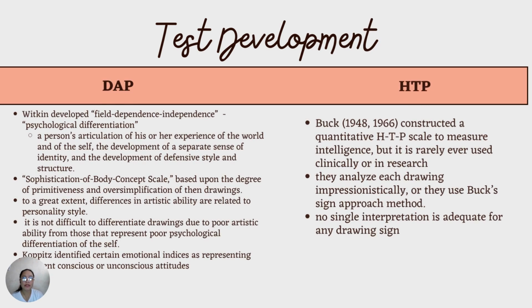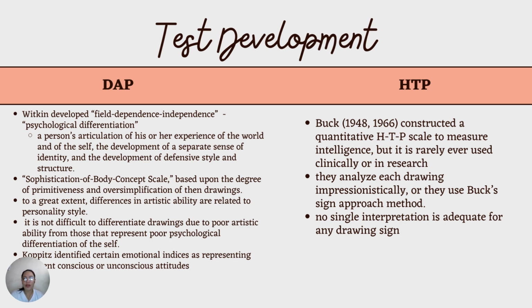For the test development for both DAP and HTP, there are numerous DAP rating scales available in the literature to score various aspects of the drawings. For example, Witkin, in a series of studies, developed and researched the concept of field dependence-independence, and later extended the concept as psychological differentiation. It is defined as a person's articulation of his or her experience of the world and of the self, the development of a separate sense of identity, and the development of defensive style and structure.